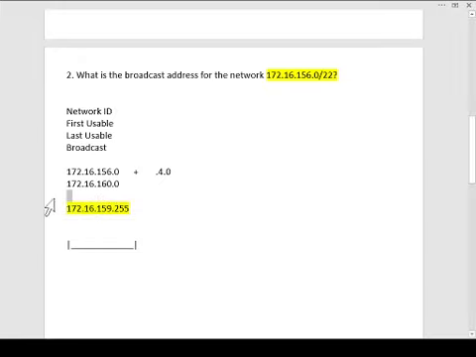Of course, your last usable is fairly simple to figure out because what is it? It's 172.16.159.254. And of course, your first usable, we could have gone right here and done 172.16.156.1. And right there would have been your problem solved. But all they were looking for at that time was the broadcast. And we have that answer correct. Now on to question 3.